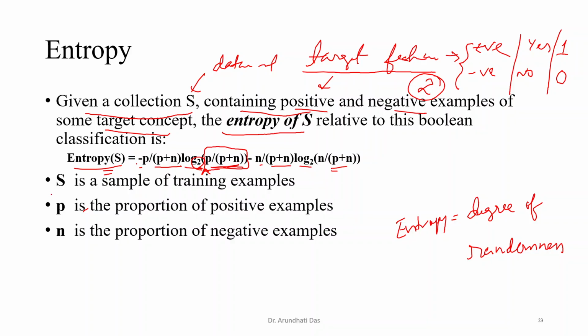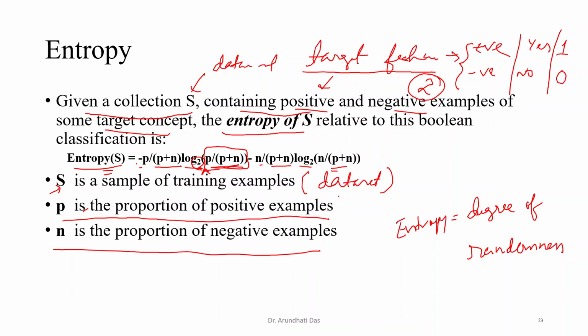So this S is a sample of training examples, which in other words we call a data set. Then p is the proportion of positive examples and n is the proportion of negative examples, or in other words we can understand that p is the count of all the positive samples and n is the count of all the negative samples. And this is how we calculate the entropy value for that data set. By knowing the p and n values, I can calculate that entropy value.